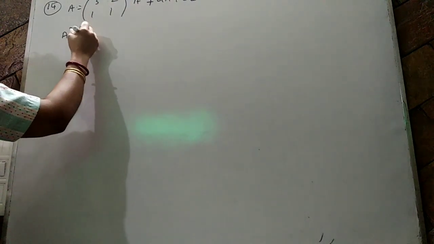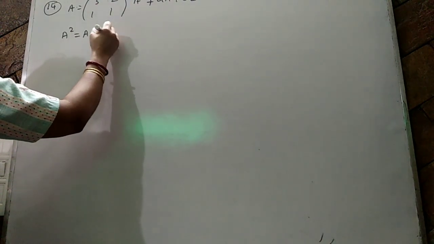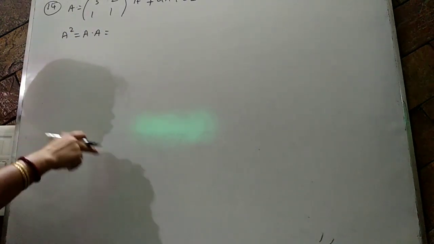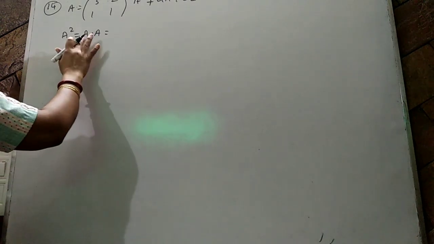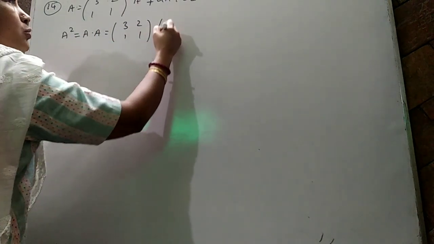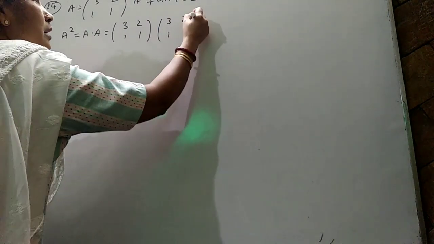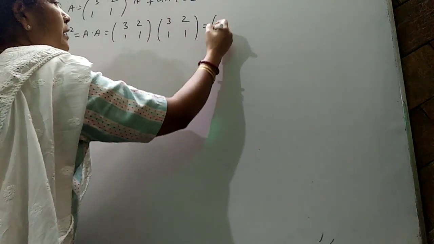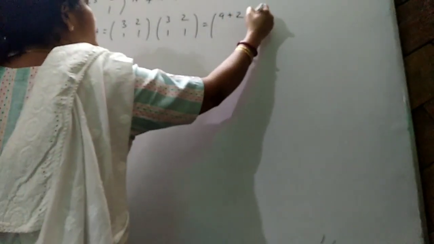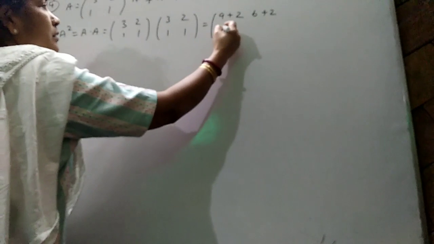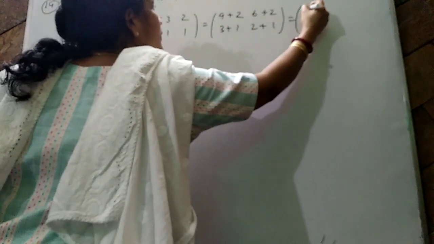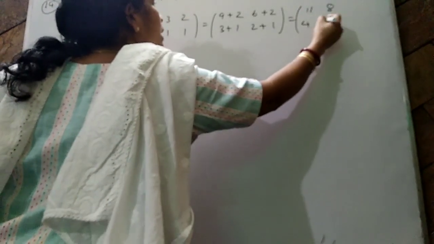So first I am finding A square, A into A. Don't do the square directly. That's why I'm writing again. A cube means A square into A; square means A into A. So that is equal to 3, 2, 1, 1. Beta, you also can do the calculation fast. Now what will we get here? 9, calculation how to check it: 9 plus 2, and then 6 plus 2, and then here 3 plus 1, then 2 plus 1. That is equal to 11, 8, 4 and then 3.